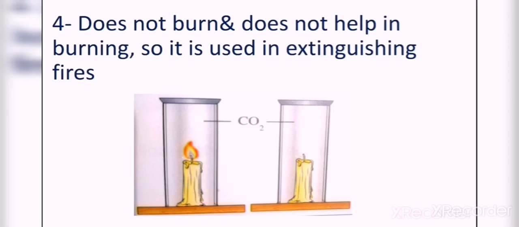If you put a lighted candle, then turn a cylinder filled with the carbon dioxide gas upside down over this lighted candle, you will see that the lighted candle will extinguish. Why? Because the carbon dioxide gas doesn't burn and doesn't help in burning, so it's used in extinguishing fire.